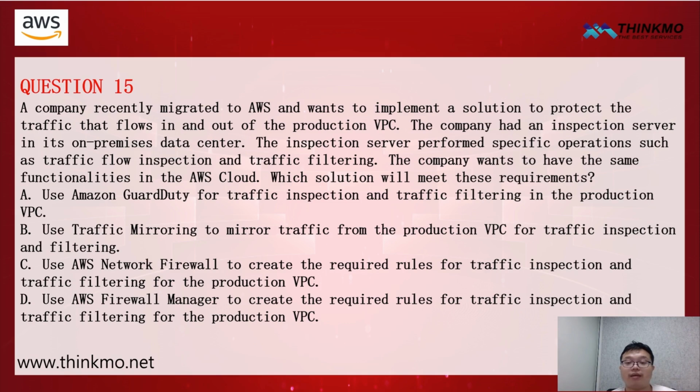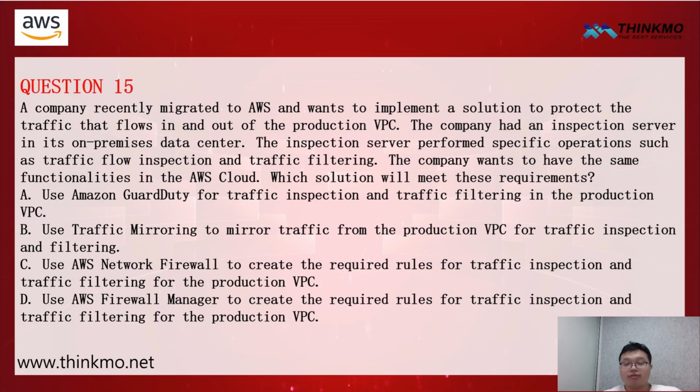First, let's look at option A, which is a threat detection service. It's used to monitor abnormal activities, but it doesn't provide actual traffic inspection or filtering, so option A is not suitable. Option B is traffic mirroring, which can replicate traffic to inspection tools, but it requires us to deploy and manage the inspection server, so the operational overhead is relatively high. Therefore, it's also not particularly suitable.